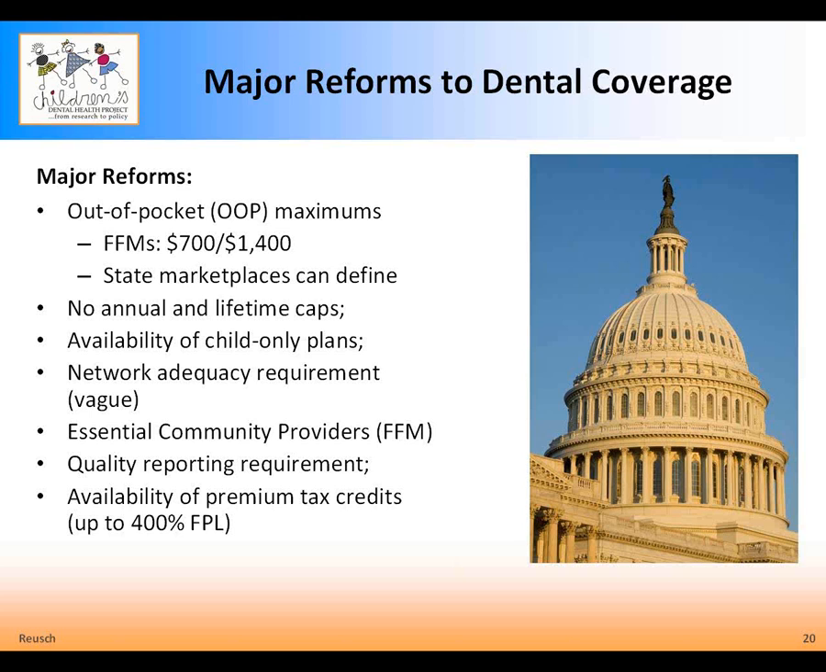There are some quality reporting requirements which have been pushed back to 2016, so we have some opportunities to work on that. And as we all know, there are premium tax credits now available to families up to 400% of the federal poverty level to help them pay for the cost of purchasing coverage.